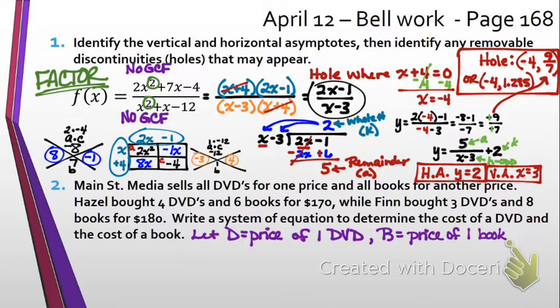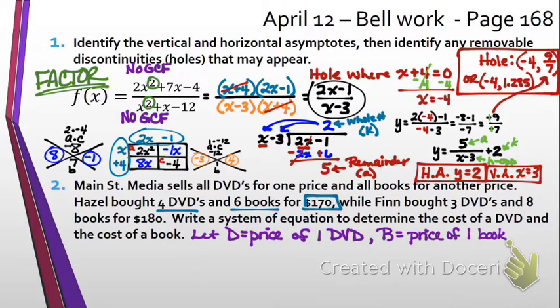Do we have starting amounts and rates? Or do we have totals? Totals. What are the totals that we have? 180 and 170. Let's start with the 170. Who had the total of 170? Hazel. How did she get up to that total? 4 DVDs and 6 books.